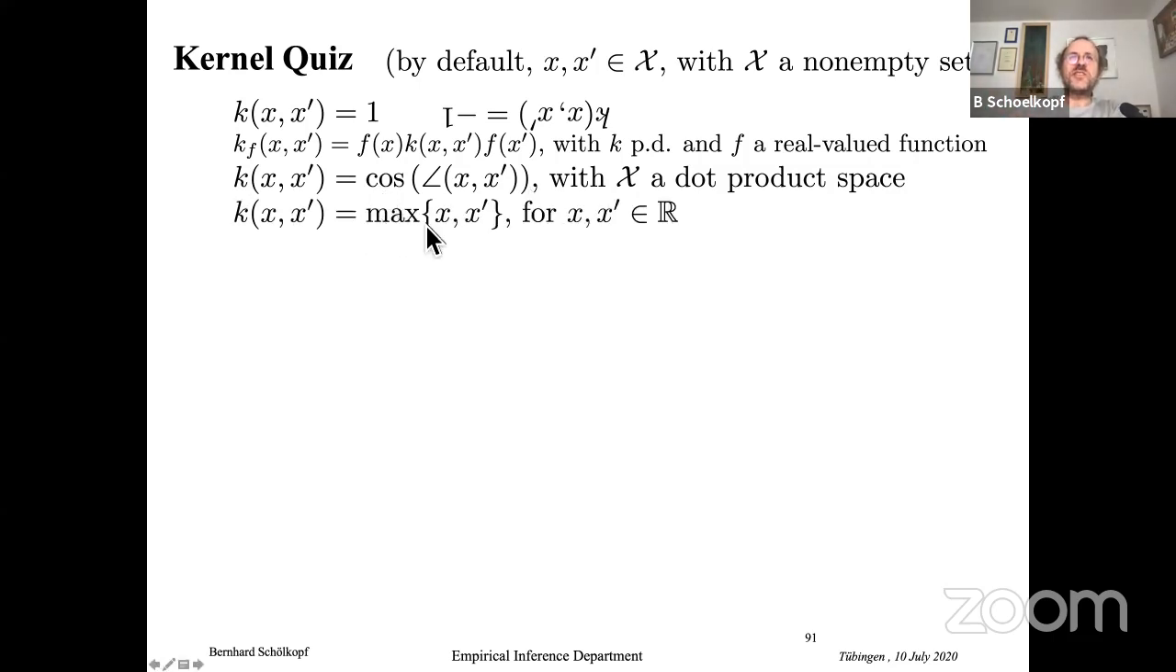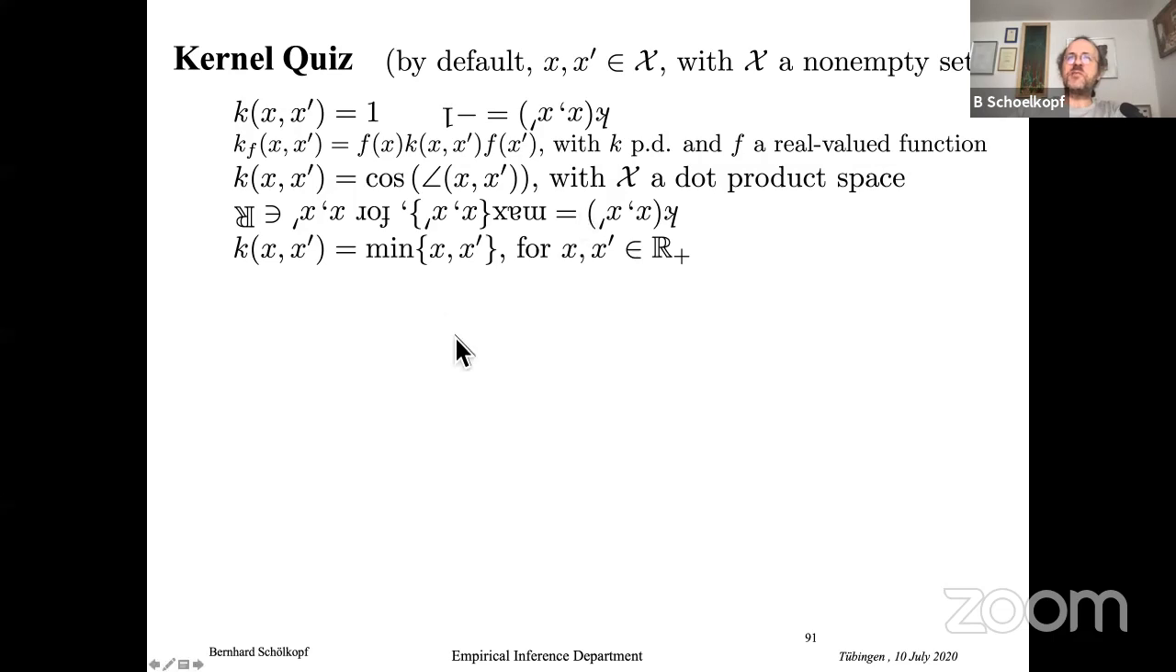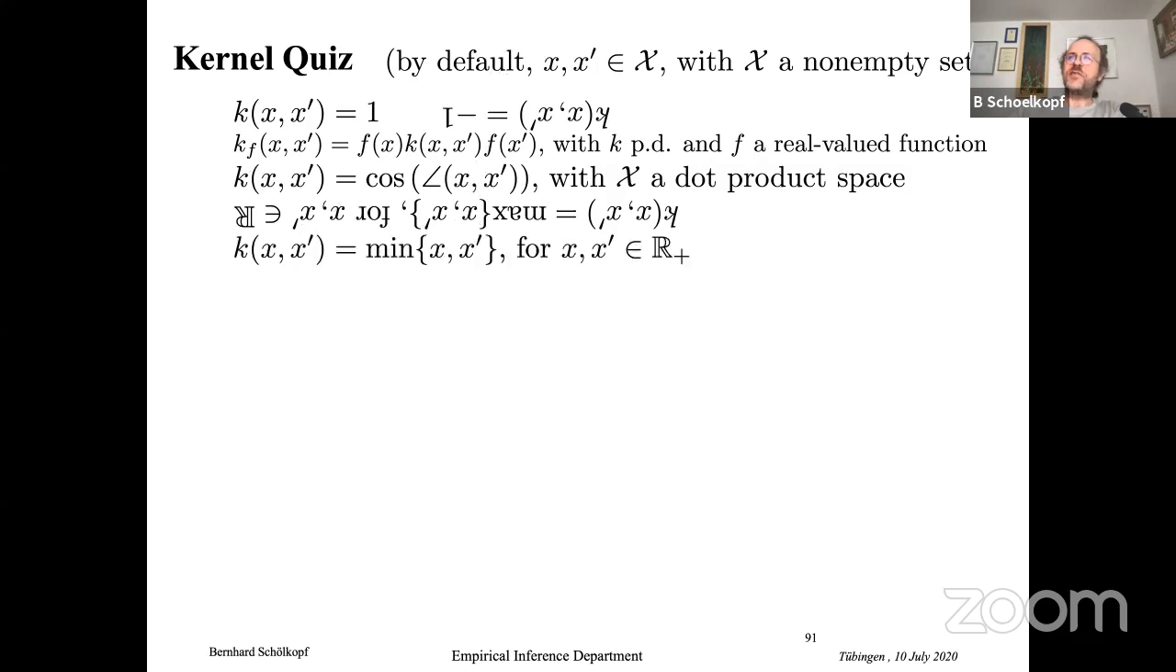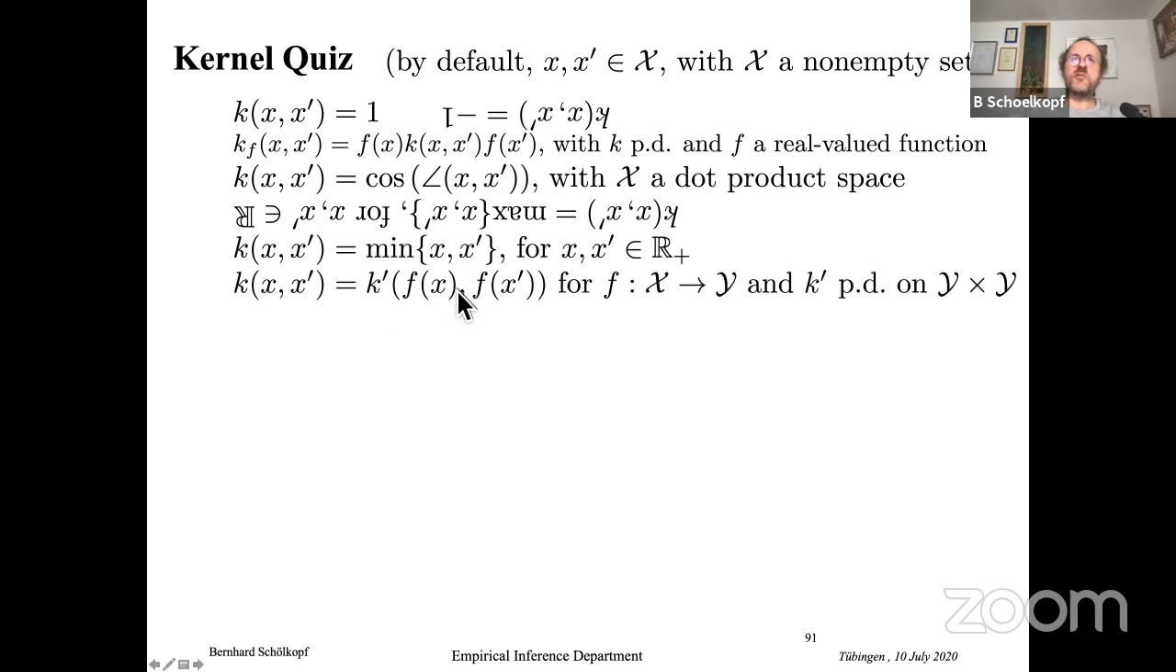Okay, what about this? A maximum of 2 real numbers. Is that a kernel on the reals? It is not. What about the min of 2 numbers? Is that a kernel? Yes, it's a kernel. And you can think about a proof. There's a simple proof how to construct an explicit feature mapping from x to some function such that using a suitable dot product, you can recover the minimum of those 2. And let's skip this one.